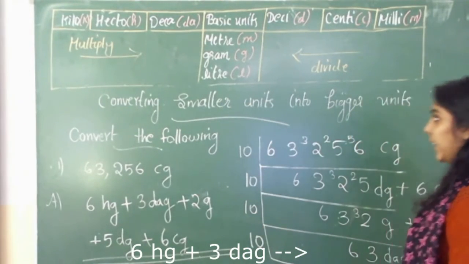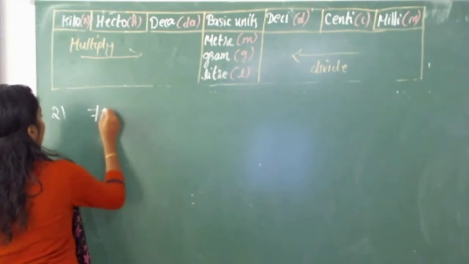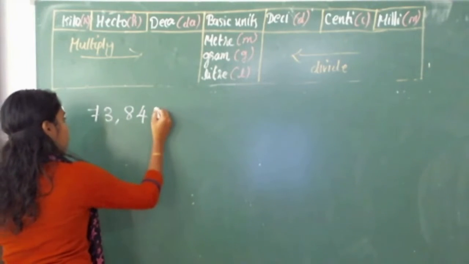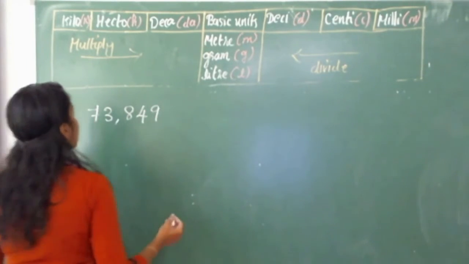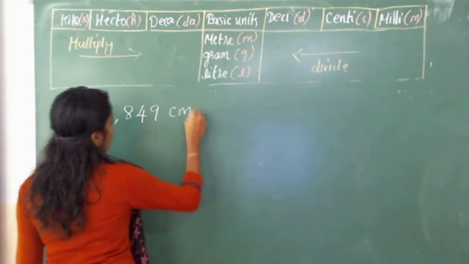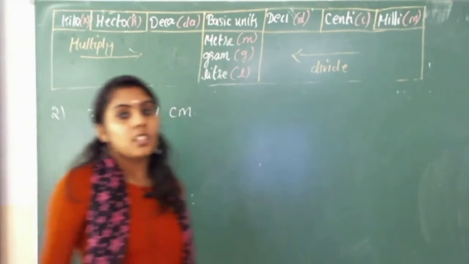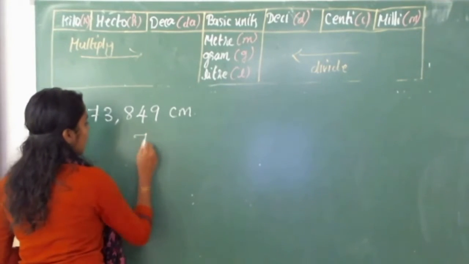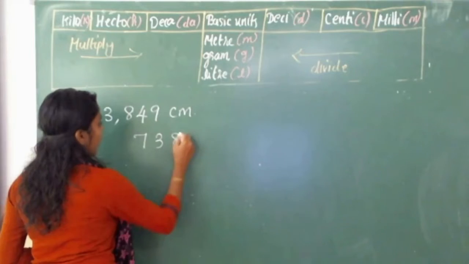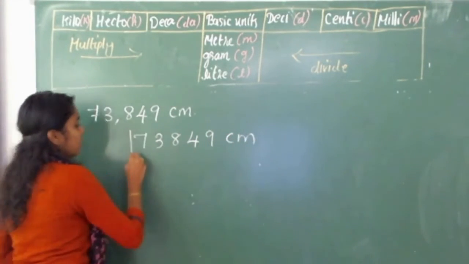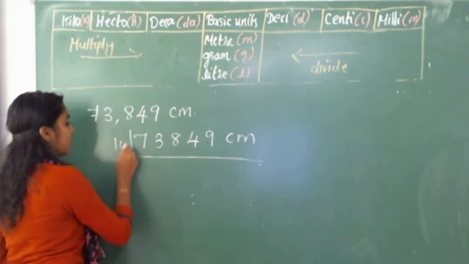One more question I will explain. 73,849 centimeter. So, how will we start? Yes, we will write 73,849 centimeter. Divide with 10.